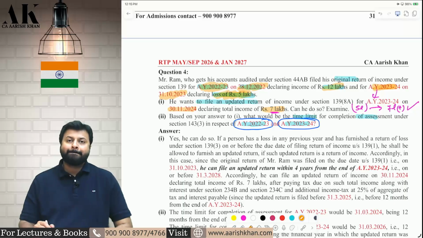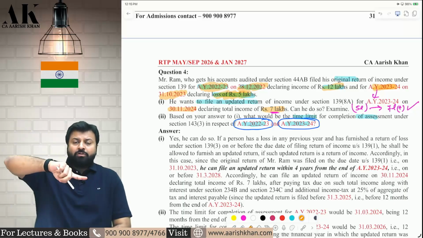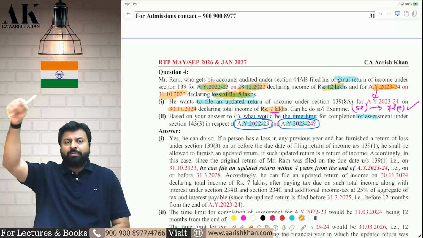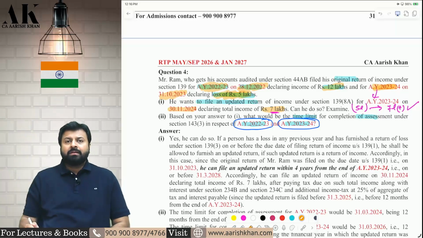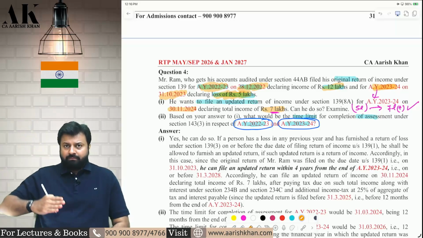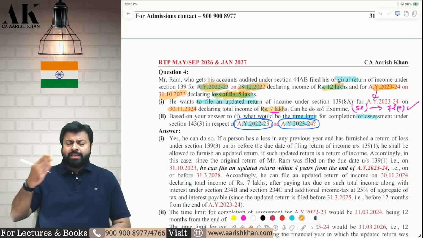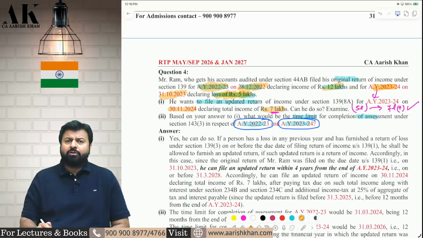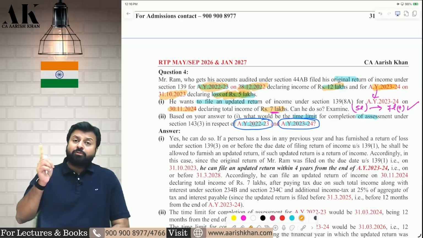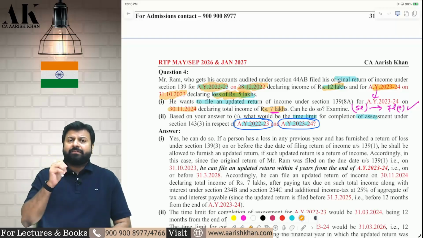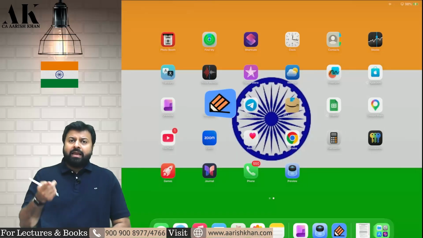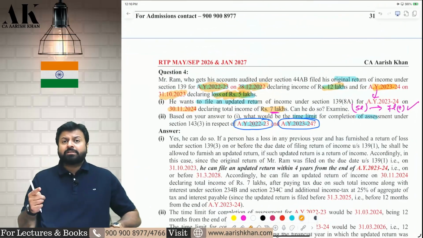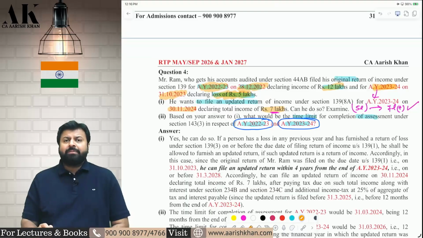The answer is yes. If you have a loss of 5 lakh rupees and now you want to convert that loss into income of 7 lakh rupees, an updated return can be filed. Now, by when can it be filed? If it is filed within 12 months from the end of the relevant year, you have to pay 25% additional tax. After 12 months up to 24 months, 50% additional tax. After 24 months up to 36 months, 60% additional tax, Finance Act 2025 amendment. And after 36 months but up to 48 months, 70% additional tax, again Finance Act 2025 amendment.